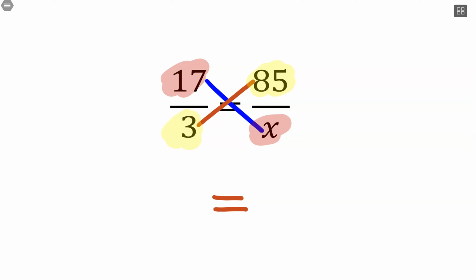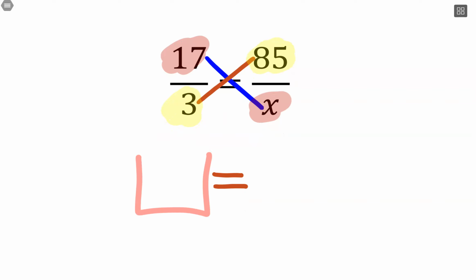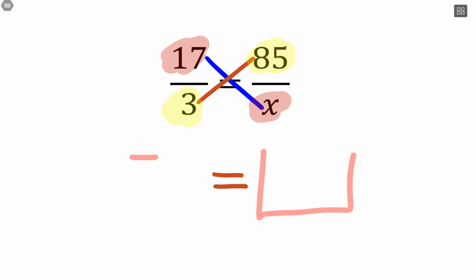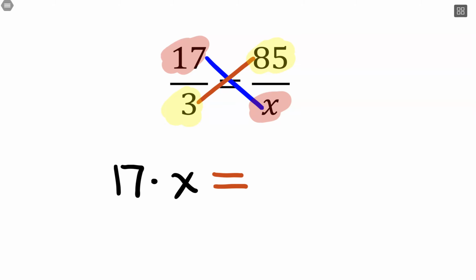Now what's going to happen is we're going to multiply those. So that 17 and x, that's a pair. We want to multiply those together, and they're going to go on one side of the equation. Now it doesn't matter which side. The key is that they just go on one side, and then the other multiplication, that 3 and 85, goes on the other side. So that's 17 times x. I'll go ahead and write that out here. 17 times x goes on one side, and then on the other side, we'll have the 3 times 85.